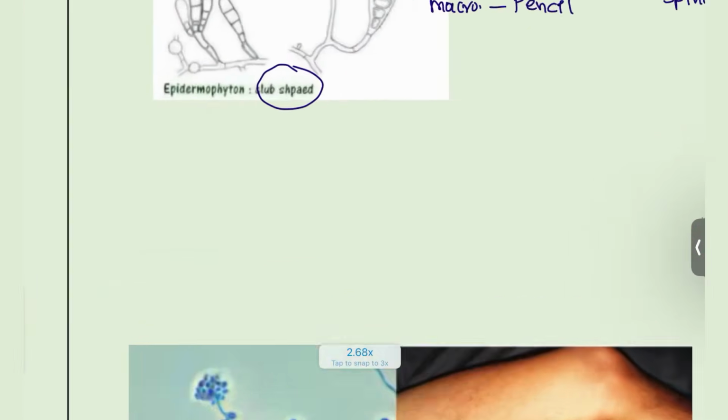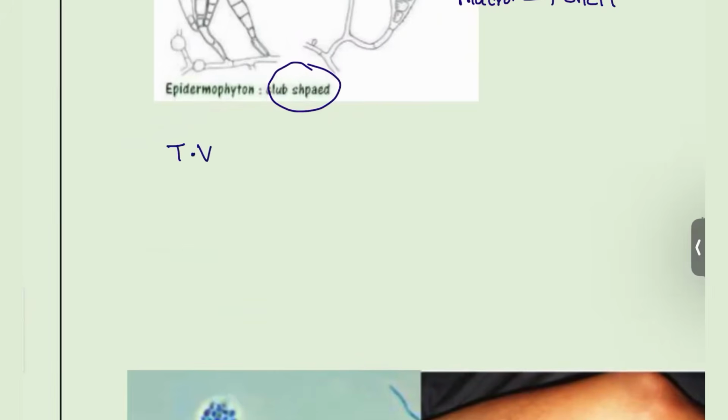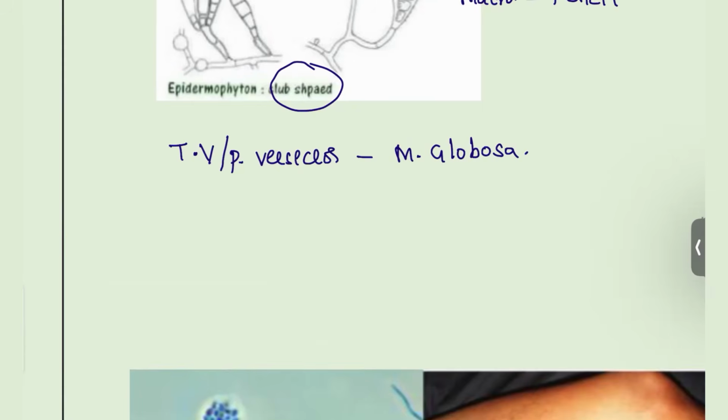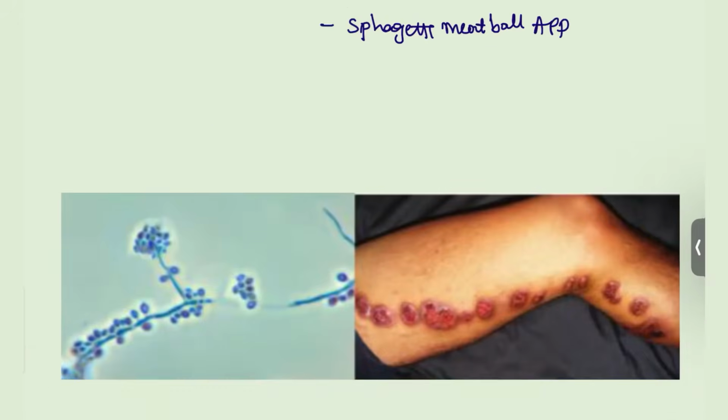Next, another one we discuss here: Tinea versicolor or Pityriasis versicolor. Points that you have to remember here: it is caused by Malassezia globosa, the most common causative organism, and on the KOH mount what we are going to see is a spaghetti and meatball appearance. We see this in the patients of Tinea versicolor.